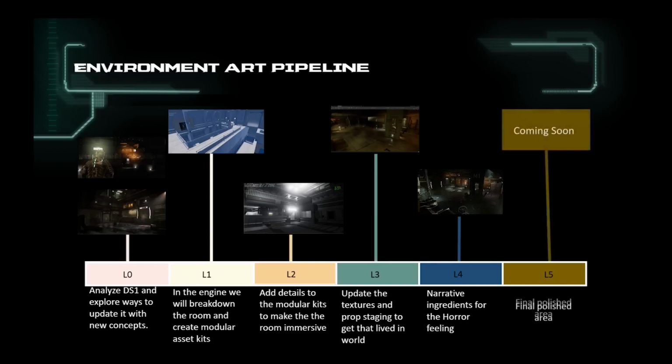L5 is where the polished elements of all the art department gets integrated to give that final high-quality next-gen Dead Space look and feel. This will be coming soon. Just to get a proper understanding of where we are in the production for this area, we are here in the beginning stages of our L4 phase.